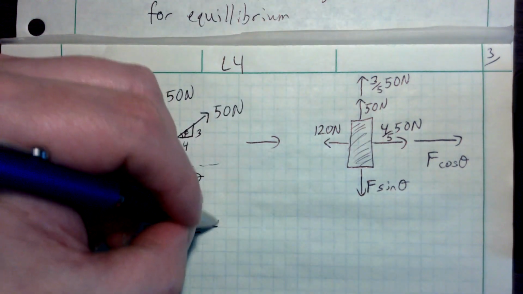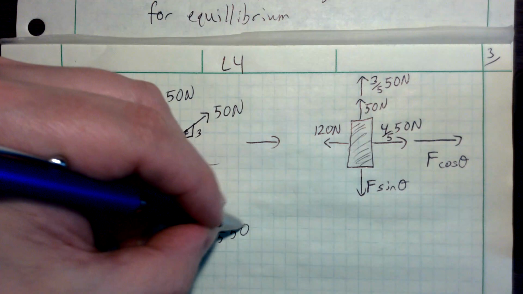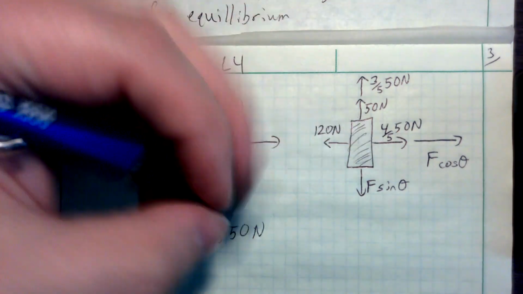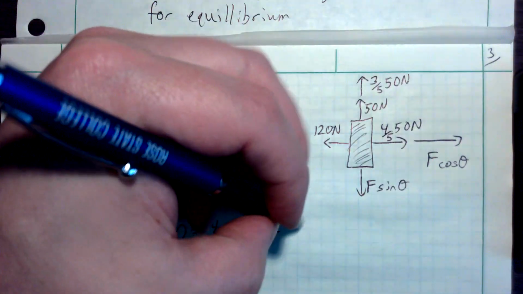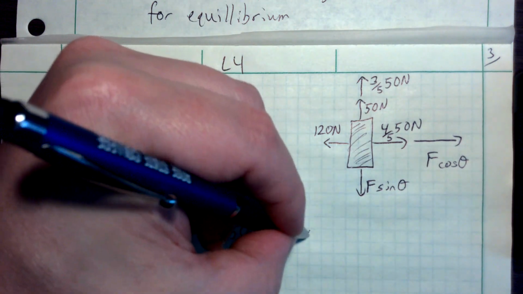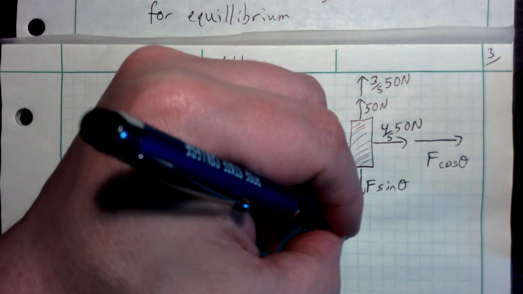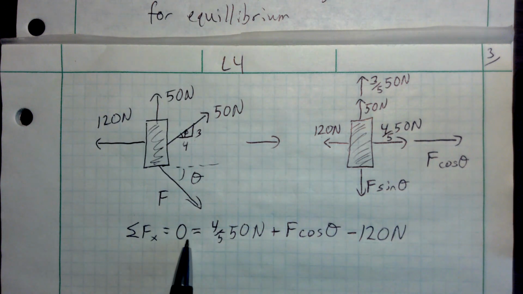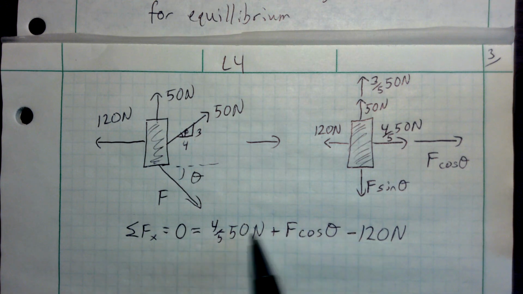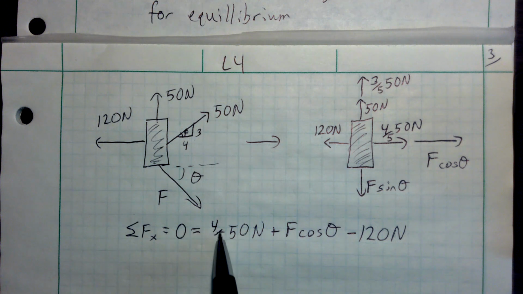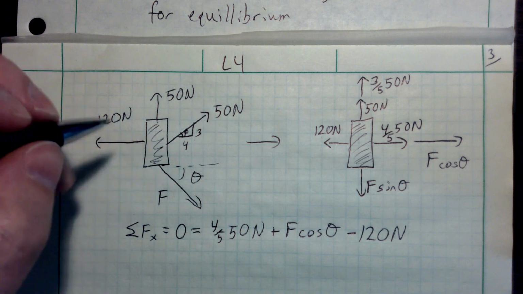So I've got, in the positive x, 4/5 of 50 newtons, this one here, plus this one, also positive, F cosine theta. And then this one is the negative x direction, this 120, so this is minus 120 newtons. You can write equals zero at the beginning, you can write it at the end, you can write these terms in any order so long as you get the signs straight. I'm a little lazy here, and so if I write a positive term first, I don't have to write a plus sign there at the beginning. So I'll do that a lot of times out of habit.